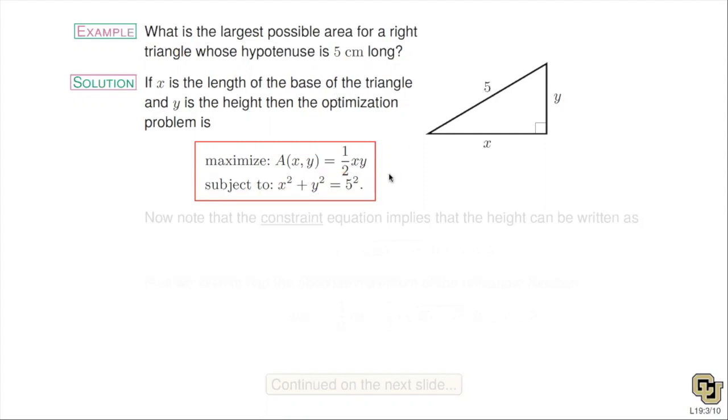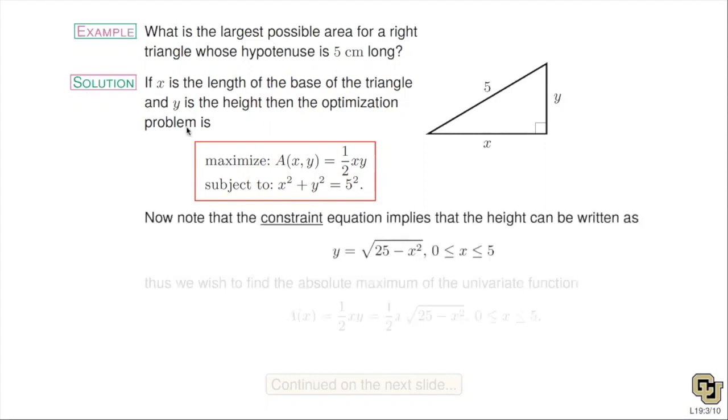So now, to me, this is the tricky part. The rest of it to me is a little bit plug and chug. We're now just going to convert this into a 1 variable problem. So using the constraint, I can solve for y. So here y squared equals 5 squared minus x squared. So y equals plus or minus square root of 25 minus x squared.